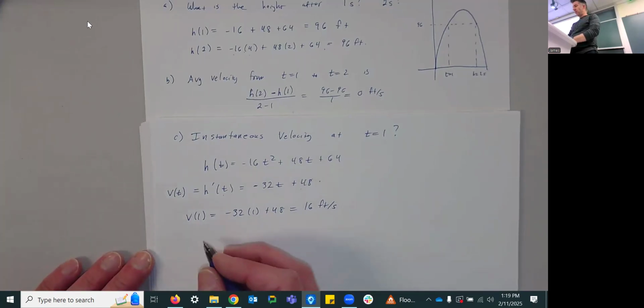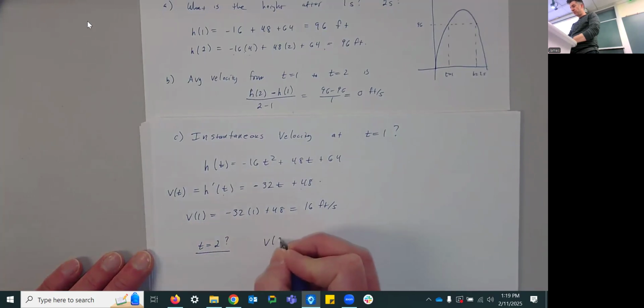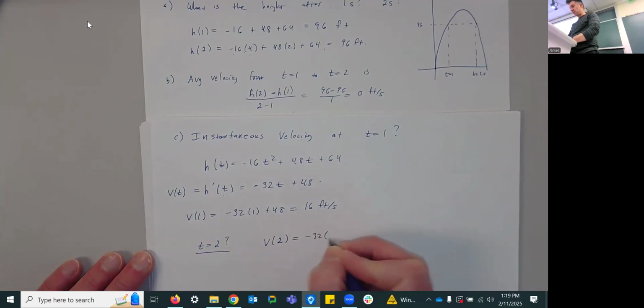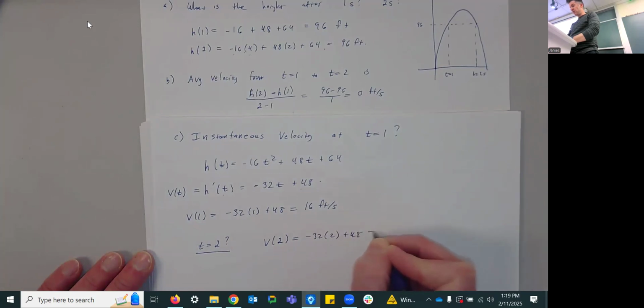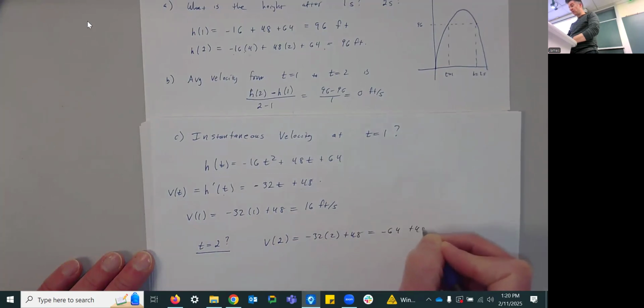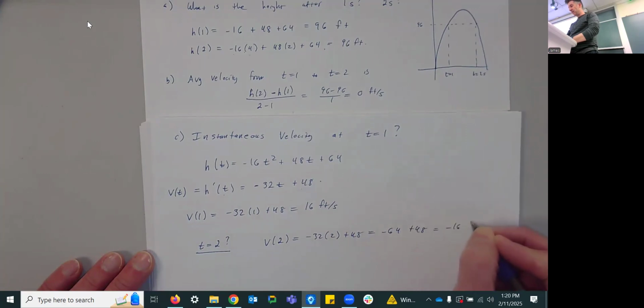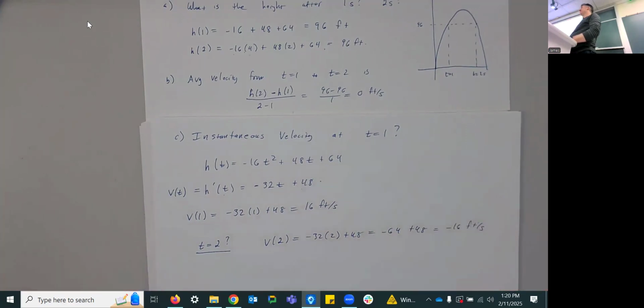And then if we look at what's happening at the velocity after 2 seconds, well, if we plug in 2, we're going to get negative 32 times 2 plus 48, which is negative 64 plus 48, which is negative 16 feet per second. What does that even mean? Well, the rock was going up, and we were imagining the upward direction as the positive velocity direction. And now that the velocity is negative, we know it means the rock is traveling in the downward direction.